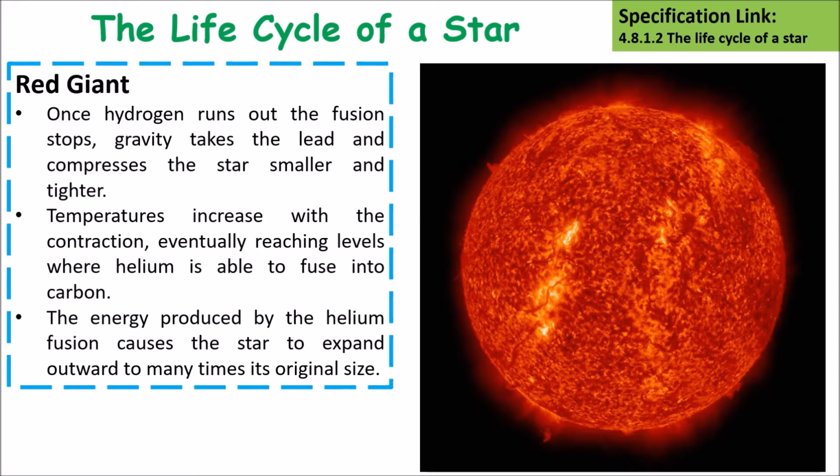Once the hydrogen runs out, the fusion stops and gravity takes the lead and compresses the star smaller and tighter. Temperatures increase with the contraction, eventually reaching levels where helium is able to fuse into carbon. The energy produced by the helium fusion causes the star to expand to many times its original size, as now the outward force of fusion is greater than the inward force of gravity.